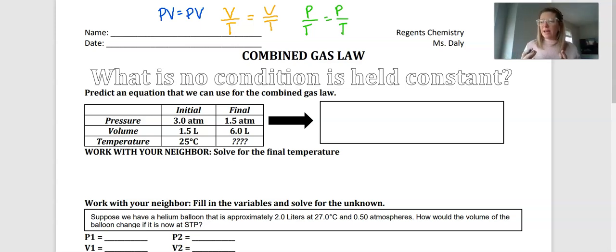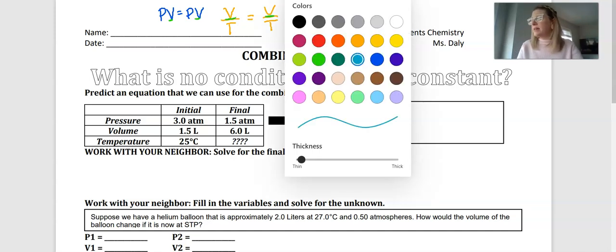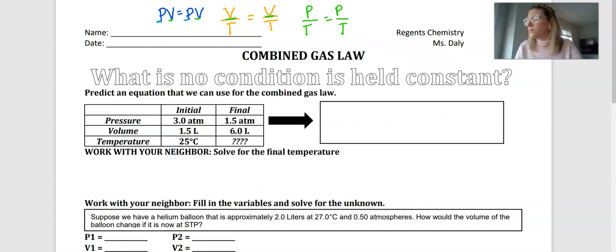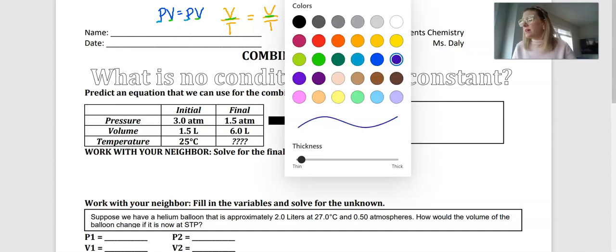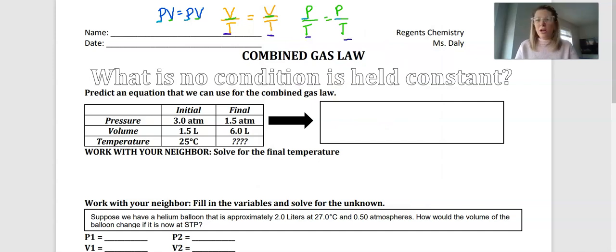I want you to take a look at how in each of these equations, we can connect that equation to the next. Notice that V is in the numerator for all of these equations. Notice how P is in the numerator for all of these equations. And notice how T is consistently in the denominator across all of these equations. And so when we push these into one, we end up with P1V1 over T1 equals P2V2 over T2. And this is our combined gas law.